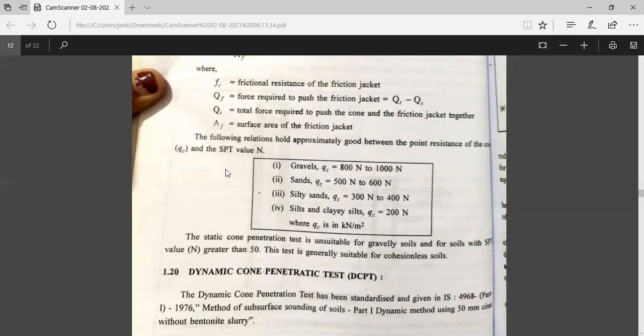First, for gravel, the Qc value is 800 to 1000 Newton. For sand, 500 Newton to 600 Newton. For silty sands, 300 Newton to 400 Newton. For silts and clay silts, 200 Newton, where Qc is in kilonewton per meter square. So it is generally unsuitable for gravelly soils and for soils where the SPT value N is greater than 50. This test is mostly suitable for cohesionless soils.